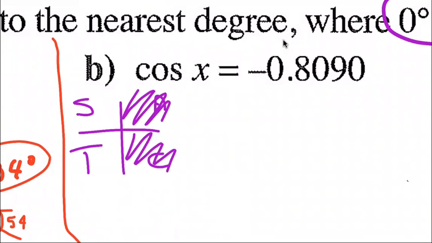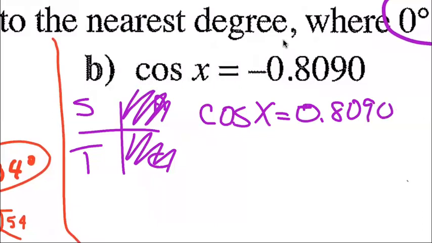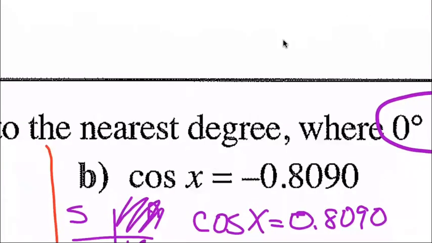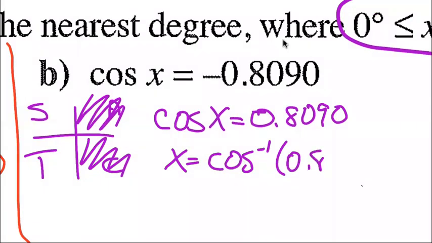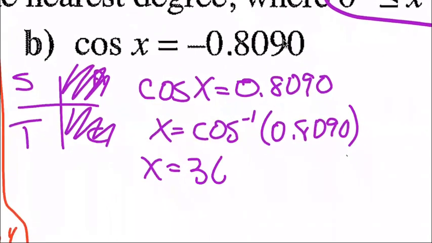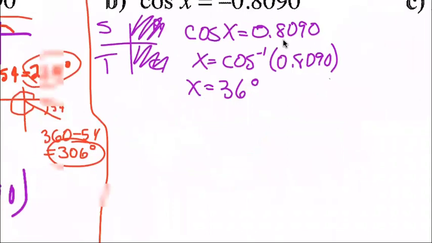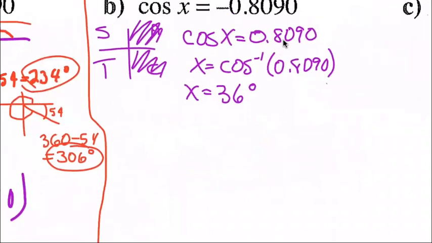That's step 1. Step 2, figure out what x actually is. If cosine x is equal to 0.8090, remember it's the absolute value. So as long as it's positive, you'll be fine. x is equal to the cosine inverse of 0.8090. x is equal to 36 degrees. So you should check just to make sure. Second function cosine 0.8090. I got 36 degrees.